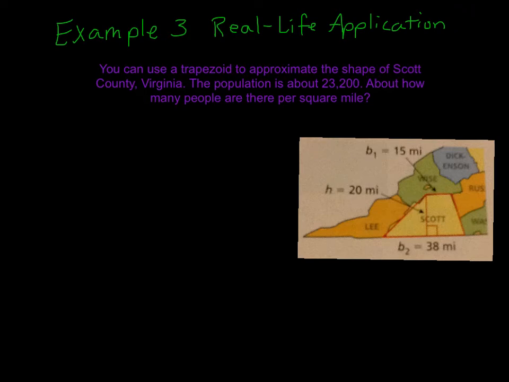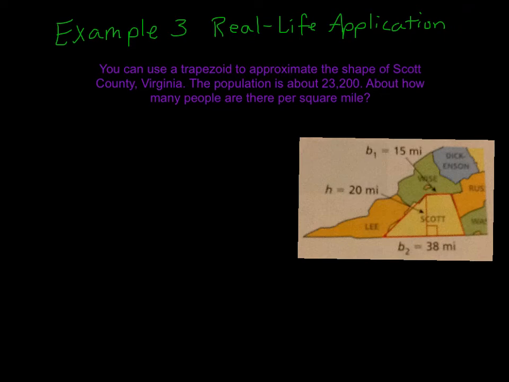What I like about this example is that it's pretty relevant to how they approximate people per square mile. It gives you an idea of, when you hear that, how many people there are per square mile in, say, a state, or this example uses a county. So this actually happens. It's nice to see real-life stuff come to life, and you can see where it comes from.